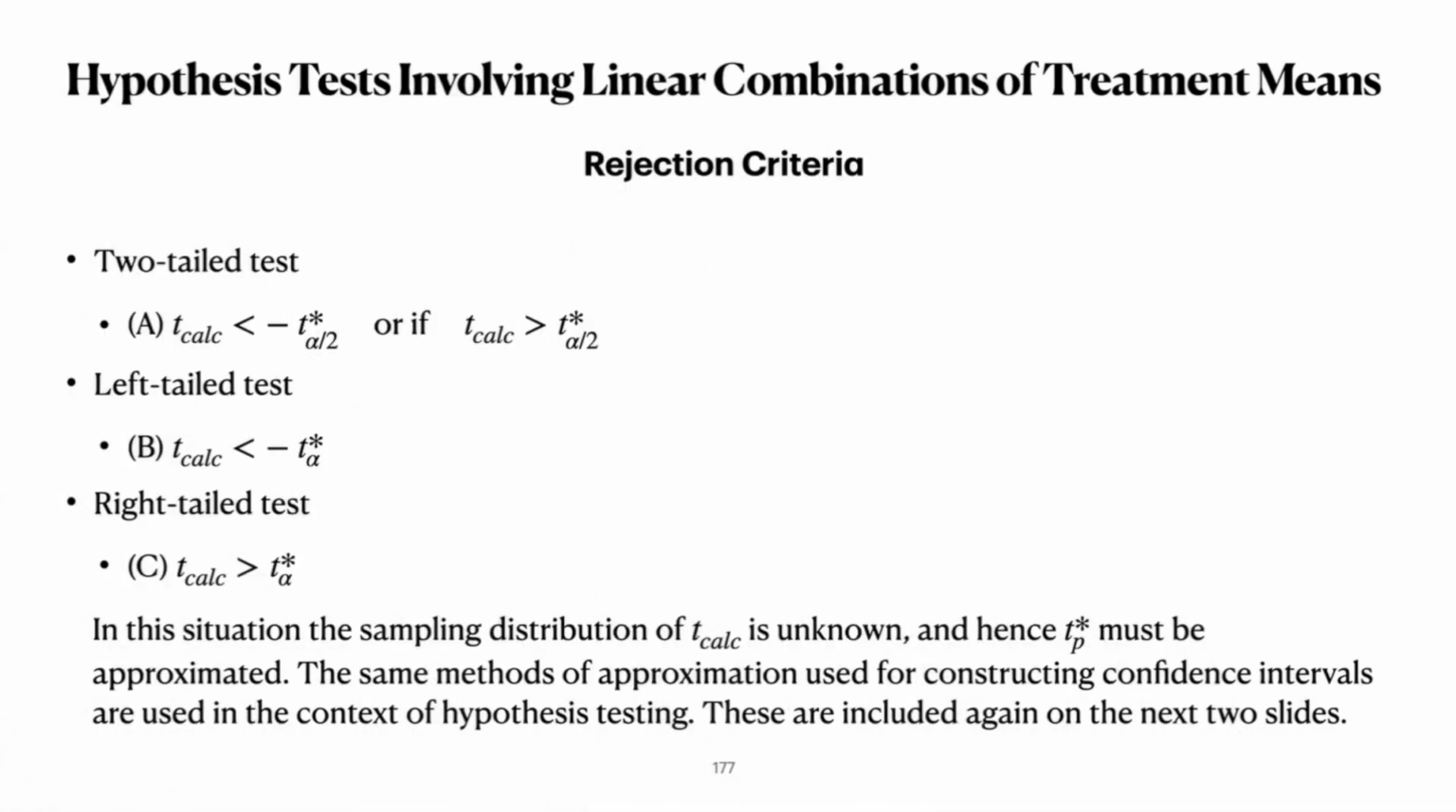All right, and so the general form for the rejection criteria will look similar to what it is for the usual t-test, but in this situation, the sampling distribution of t-calc is unknown, and therefore the critical point must be approximated. The same methods of approximation used for constructing confidence intervals are used in the context of hypothesis testing as well, and so these two approximation methods are included on the next two slides.